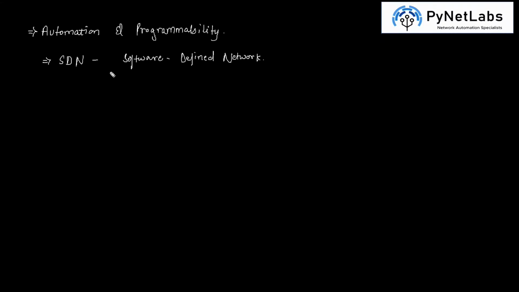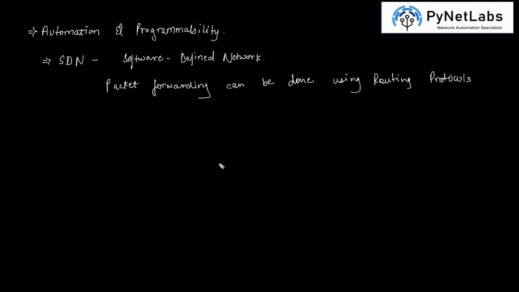But if we say, as per our knowledge which we carry as of now, we know that when we talk about packet forwarding, it can be done using routing protocols, be it OSPF or EIGRP or say RIP and static routing as well.